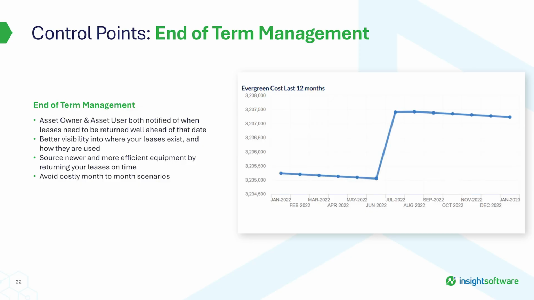Another control point that we mentioned and we see a lot of companies adopting is a more diligent end-of-term management process. The end of one lease is typically the beginning of a new lease that provides your asset users with a new piece of equipment. Why is that important? A new piece of equipment likely has better safety features. It likely has more features that improve employee satisfaction as a whole. It may also have lower emissions, which may help your company achieve emission goals, along with just being better for the planet. It should enable productivity and less downtime.